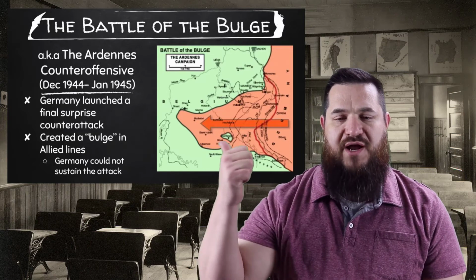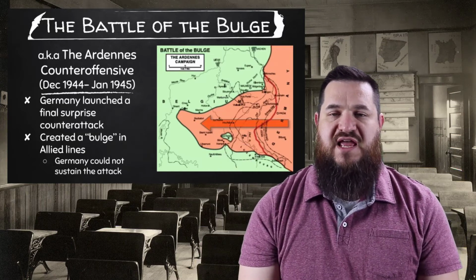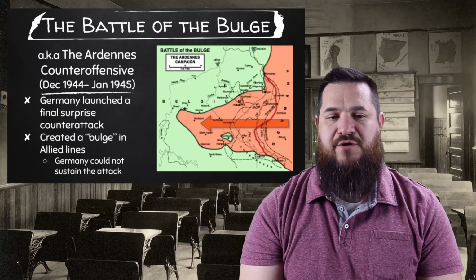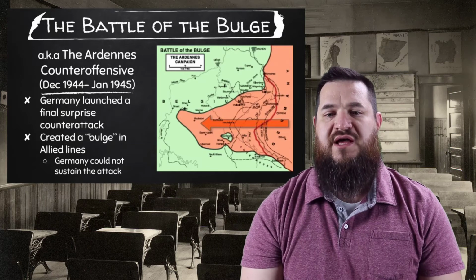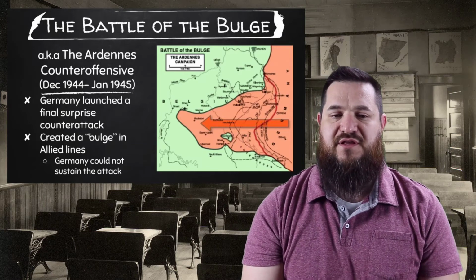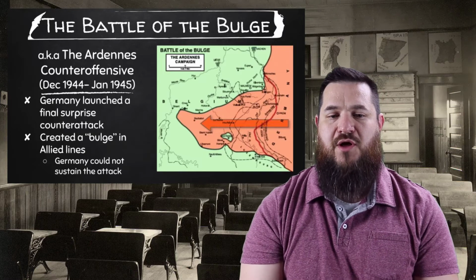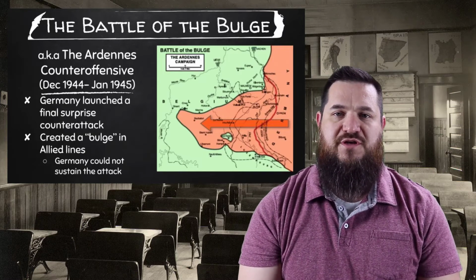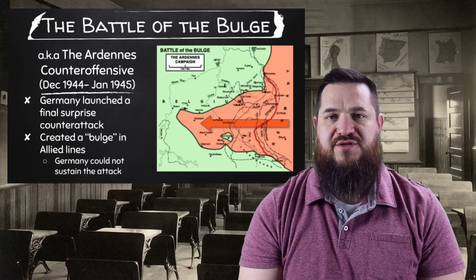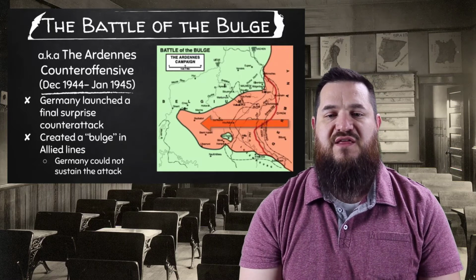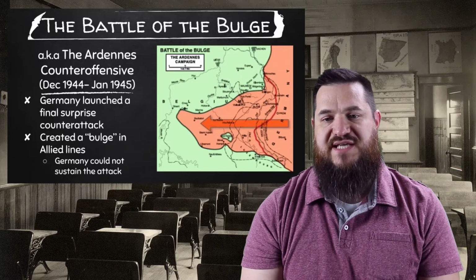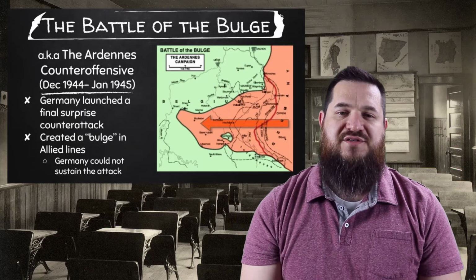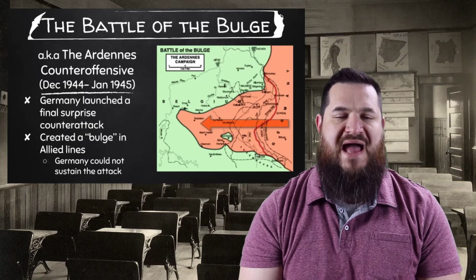If you look at the map right up here, you can kind of see where the name Battle of the Bulge comes from. When the Germans counterattacked, they pushed our lines back pretty significantly and created a big giant bulge, hence the Battle of the Bulge. Fortunately for us, the Germans were so worn out and so short on supplies, they just couldn't sustain that counterattack. Eventually the bulge collapsed back in, and the Allies kept pushing the German army back into Germany.